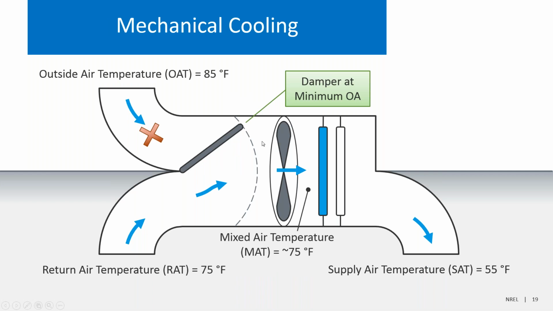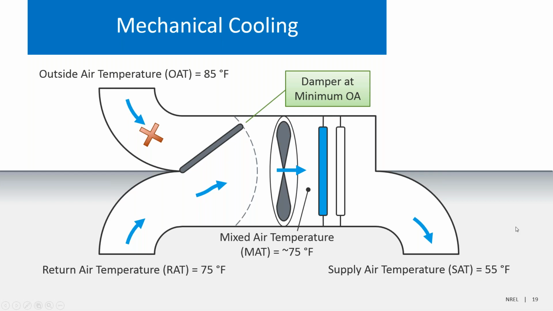So what the economizer control system does is it closes this outside air damper so that you just get the minimum amount of outside air that you need. And then most of the air is being recirculated from inside the building. So in this example, we have return air at 75 degrees and outside air at 85 degrees. Well, it's more advantageous to cool down the cooler return air. So we close the damper, bring the return air through, use our cooling coil to cool it down, and then supply that to the space.